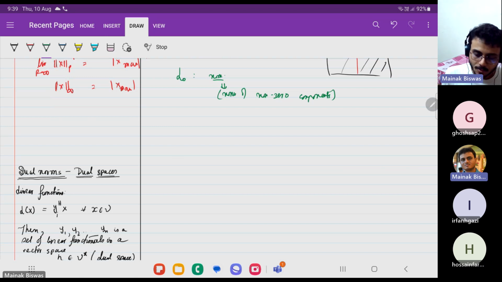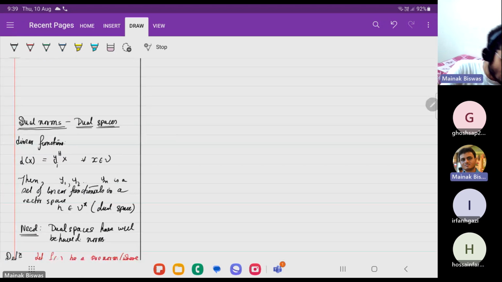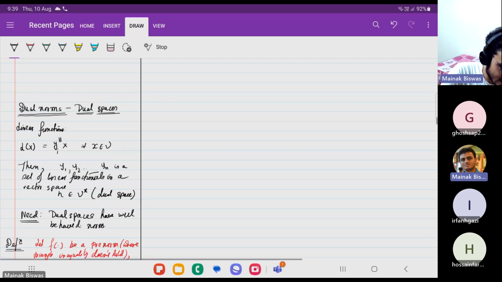So to properly appreciate norms, we need to understand what are called dual spaces and their associated norms. This is the major part of any norm. So once this is clear to you, we'll move to dual norms. So slowly we'll be building this up.